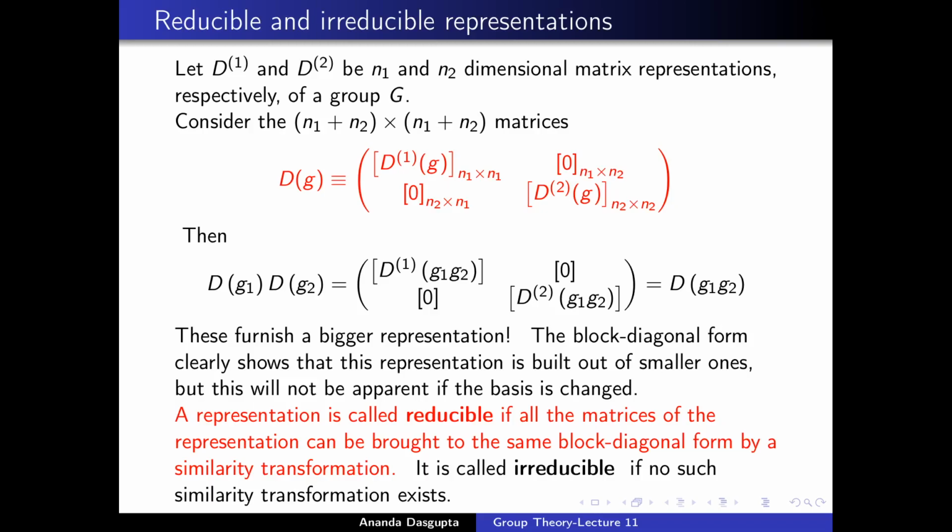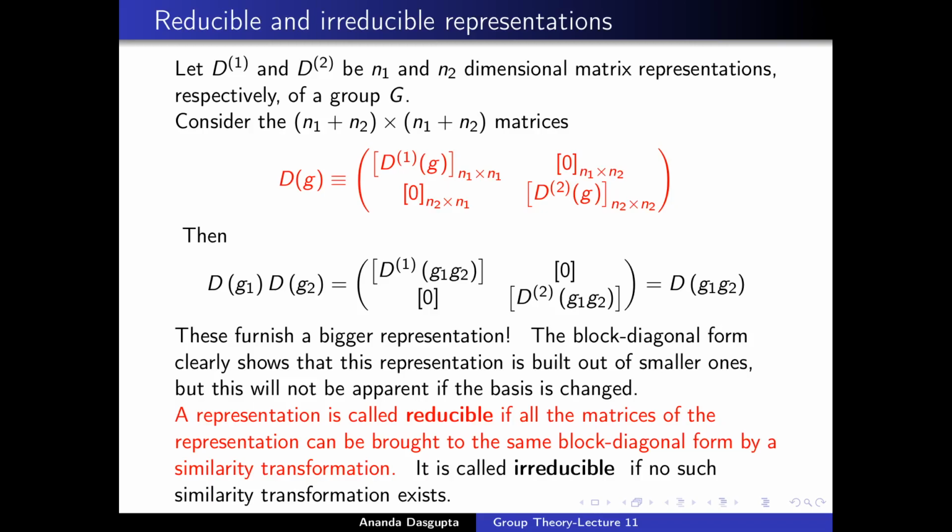Now you must realize that it's very difficult to prove that something does not exist in general. If you can find a similarity transformation which makes all the matrices block diagonal, then you have actually managed to show that your representation is reducible. However, if you cannot find any such transformation, that might be a sign that such a similarity transformation does not exist. It might also be a sign that you simply have not searched hard enough.